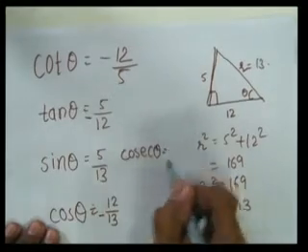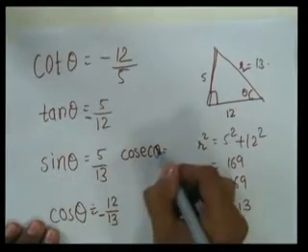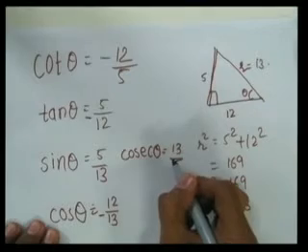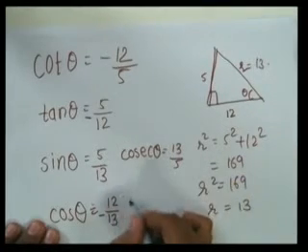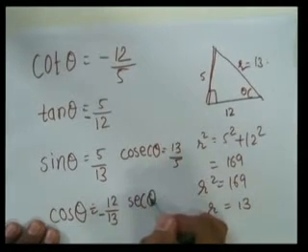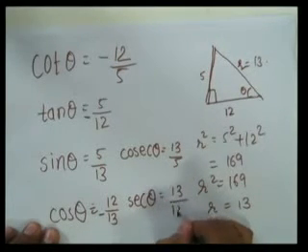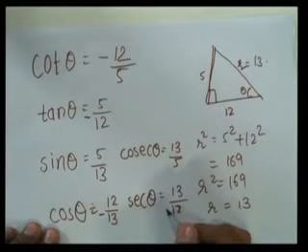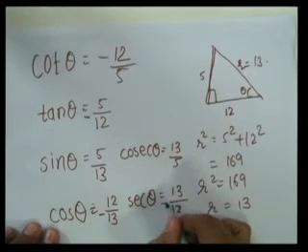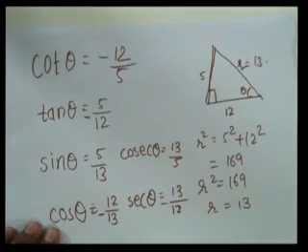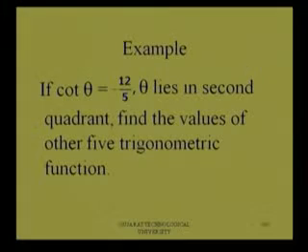Cosec theta is 1 by sin theta, that is 13 by 5. In the second quadrant, cosec is positive. And last is sec theta. Sec theta is 1 by cos theta, that is 13 by 12. In the second quadrant, sec is negative, so the value is minus. The same example we will discuss on the presentation by using the formula.